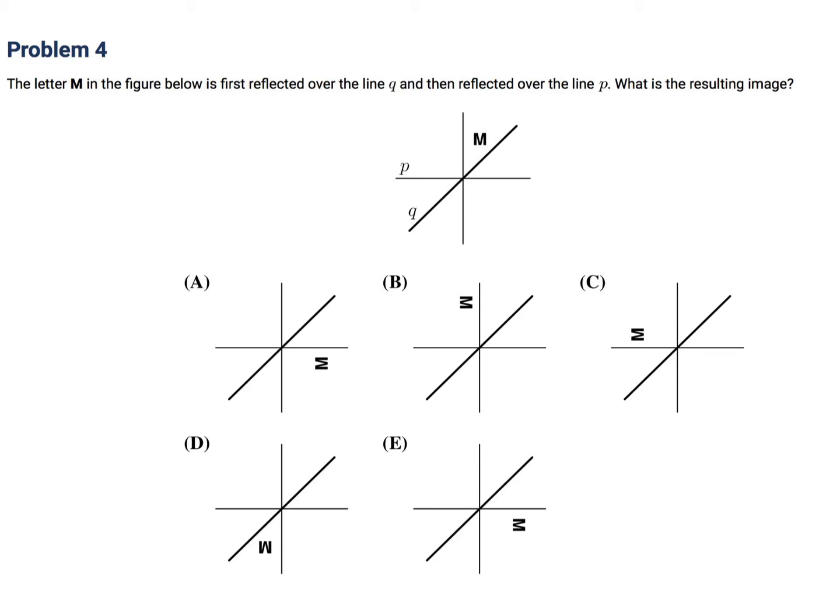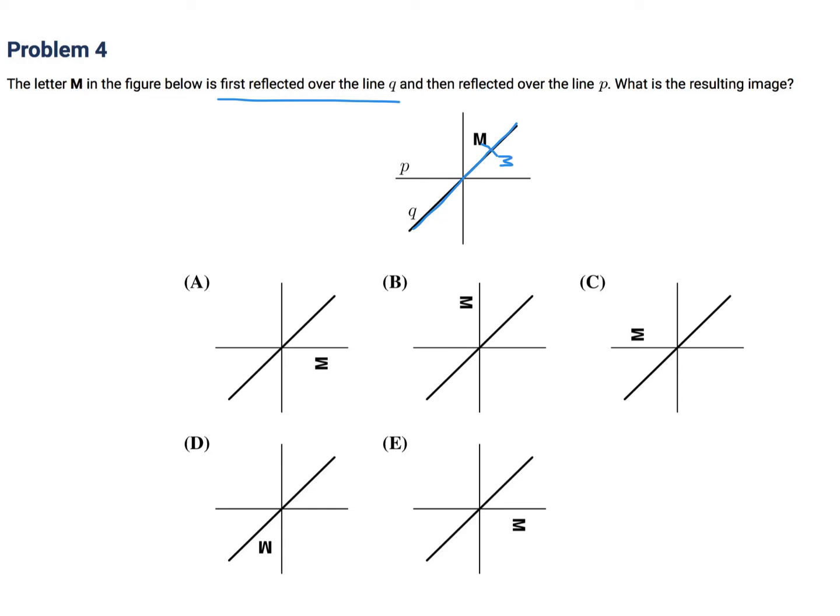Okay, so let's figure this out. Basically these lines are being used sort of like mirrors, right? So first, reflected over the line Q. This is line Q right here. If it's going to be a mirror image, it'll be right across and it'll be right here. But be careful that you draw it in the correct orientation.